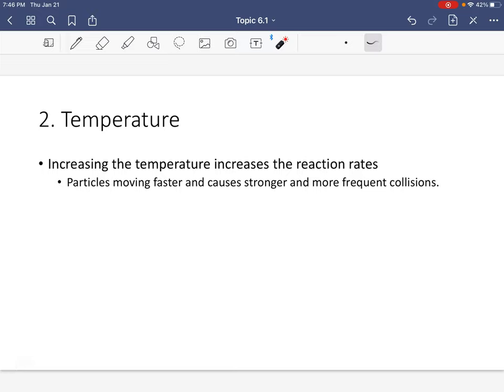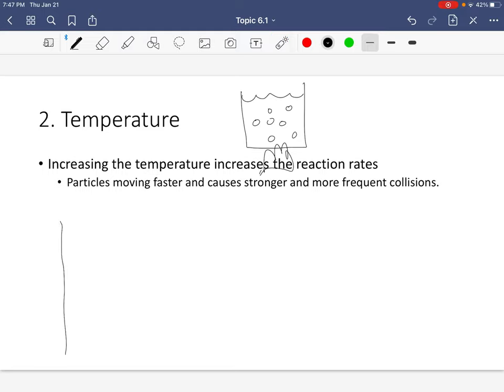Temperature. Temperature is an obvious one. Why is it an obvious one? Because when you heat up something, so here's my beaker again, and here are my particles, these particles are going to be vibrating and moving at a faster speed. Because they're moving at a faster speed, they're going to hit each other with greater force. When they hit each other with greater force, reaction is going to occur. That's why sometimes, in order to kickstart a reaction, you might want to heat it up. That will help. And this can be explained through this little graph right here called the Boltzmann-Maxwell distribution.